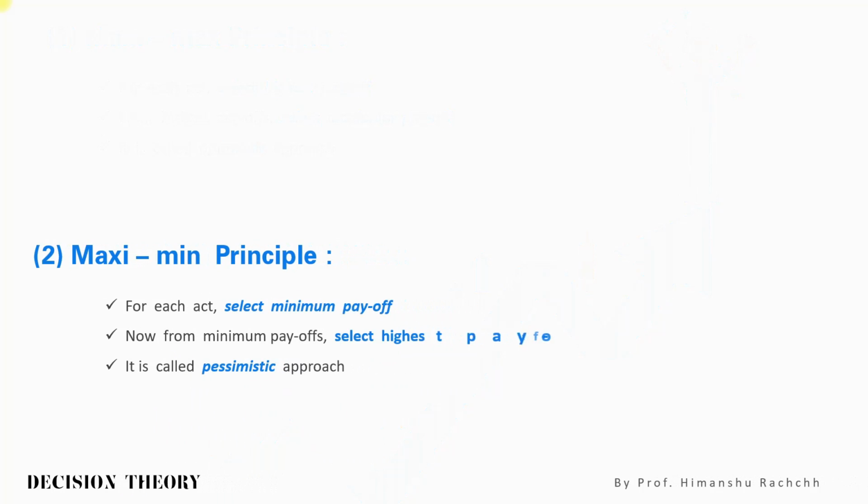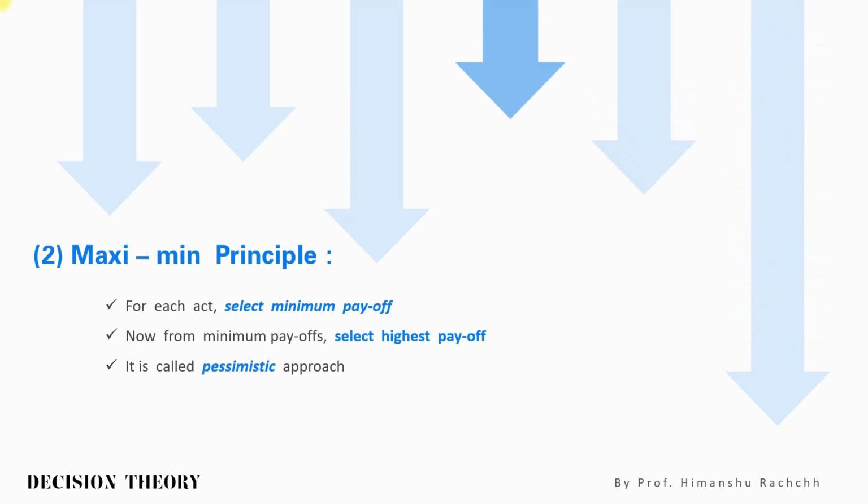Second method is Maximin principle. In this method, for each act, first of all we select the minimum payoff. Now, from the minimum payoffs we select the highest payoff. In this method, we select the highest payoff among minimum payoffs. So, it is called Maximin principle. It is a pessimistic approach.